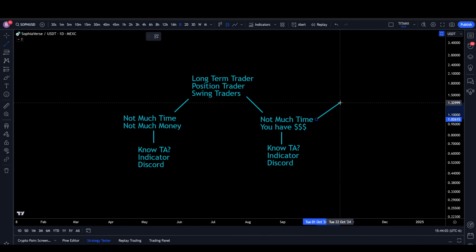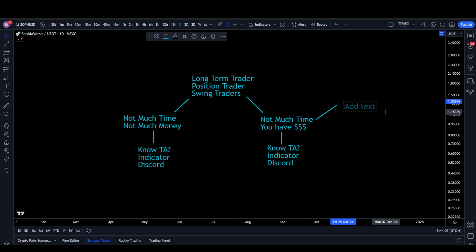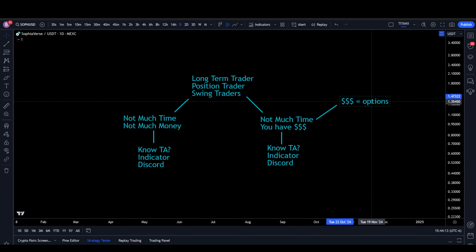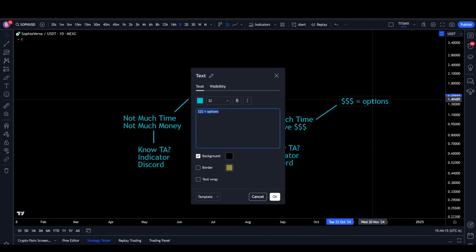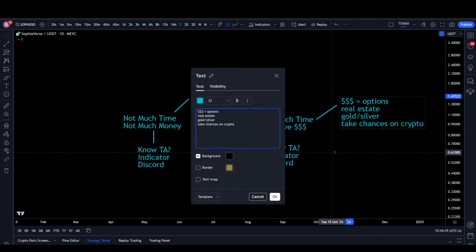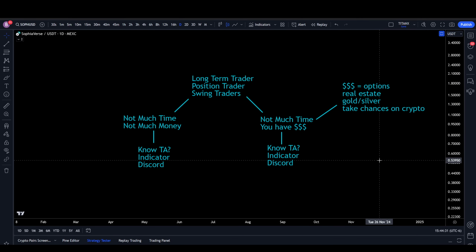So since this person has options, a lot of money equals options, right? And I'm not talking about options as far as trading. I'm talking about, what's some examples? So like, they could buy real estate if they want. They could buy gold, silver. They can take chances on crypto. So that's kind of what having money does for you.